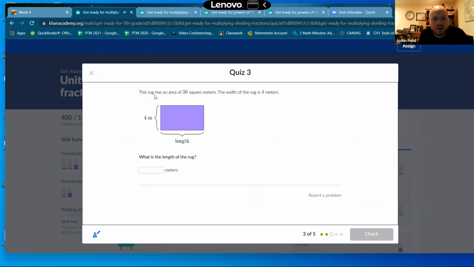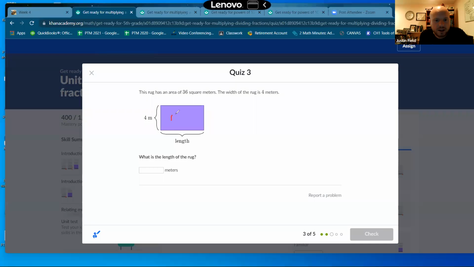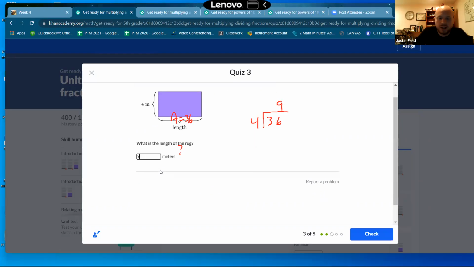Okay. The rug has an area, all right, on the inside of 36. So what is the length? So with this one, we're going backwards, right? We have the height or the width, same thing, and we don't have the length. So whenever we're missing a dimension, we have to divide. We have to write 36 divided by 4. And what is that? That's a whole number. That would be 9. So the length or the base would be 9.